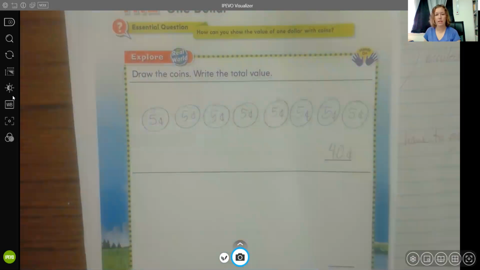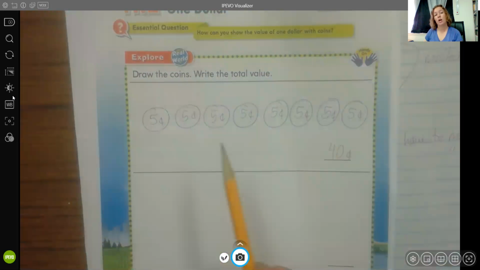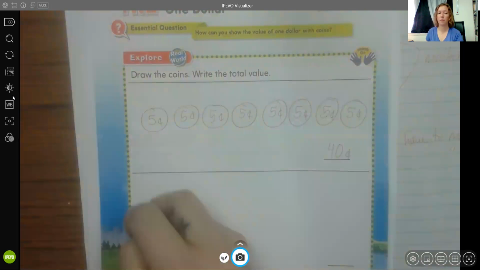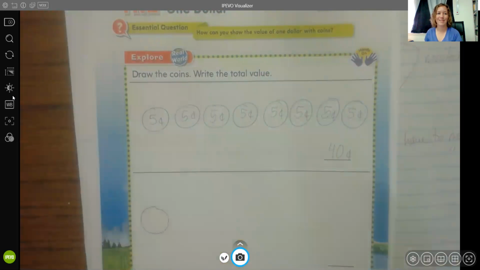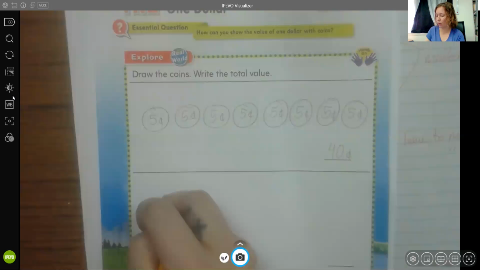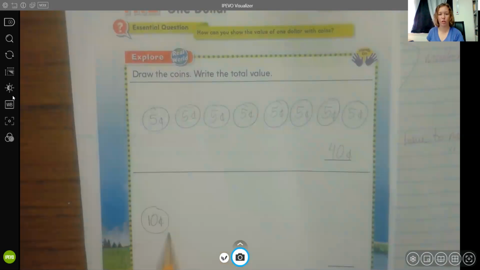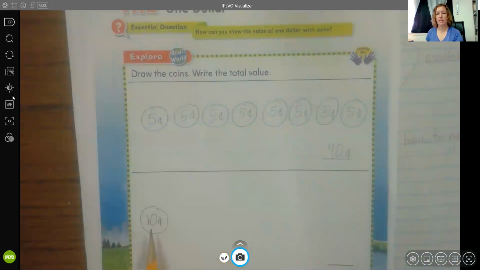Okay, so in the second box, they want you to do the same thing, but not with nickels. They want you to draw 8 dimes and count to find the amount for the dimes. Now, how much is a dime worth? 10 cents. So for your 8 dimes, you would draw your 8 circles with 10 cents in them and count on to find out how many that would be.